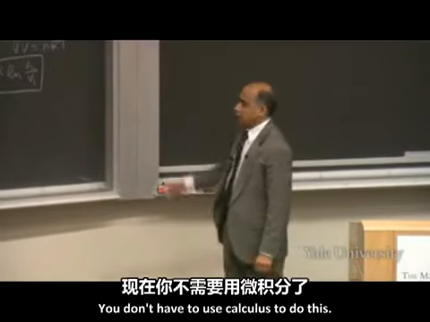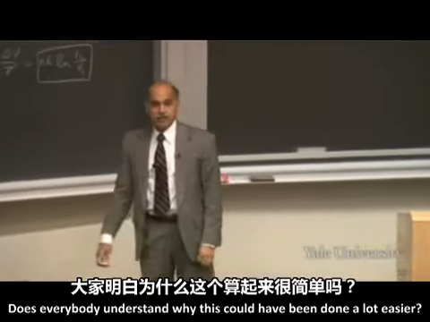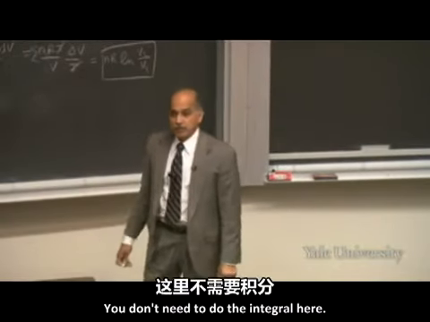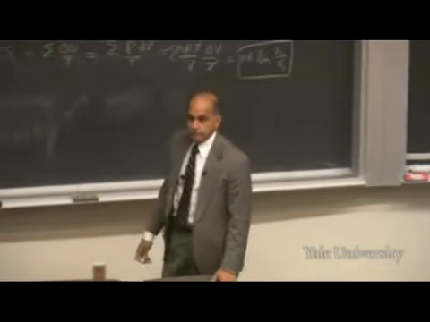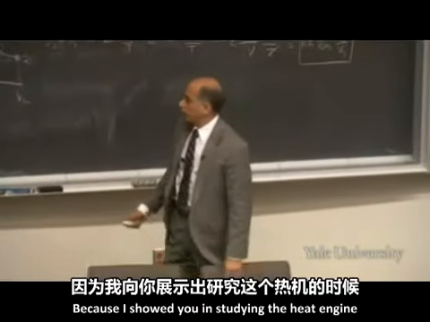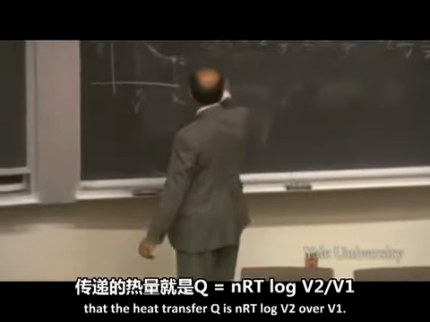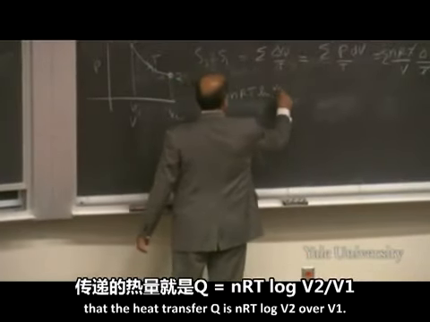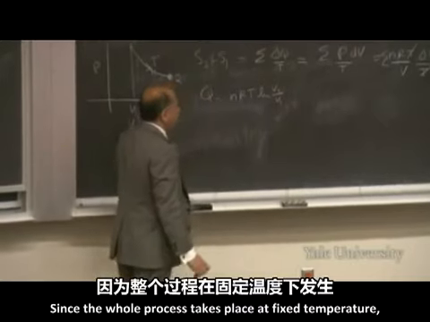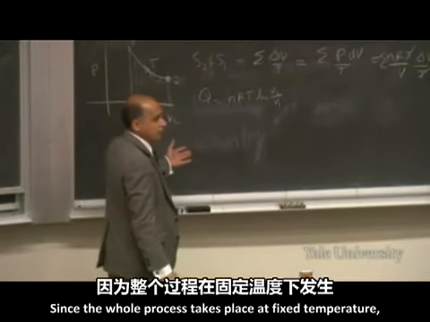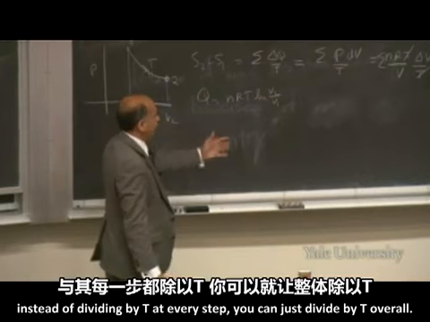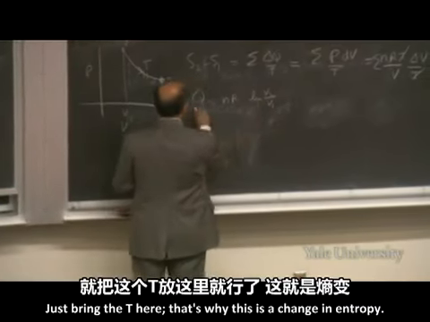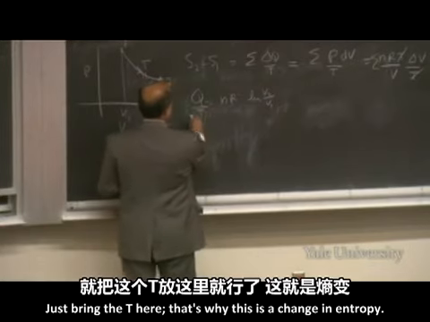You don't have to use calculus to do this. Does everybody understand why this could have been done a lot easier? You don't need to do the integral here. Because I showed you in studying the heat engine that the heat transfer Q is nRT log V2 over V1. Since the whole process takes place at fixed temperature, instead of dividing by T at every step, you can just divide by T overall. Just bring the T here. That's why this is the change in entropy.